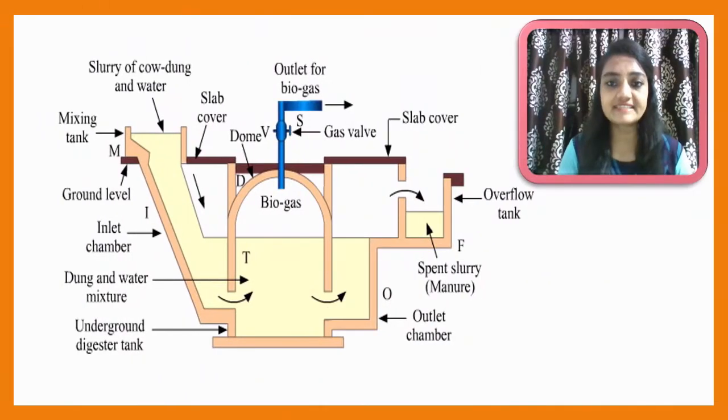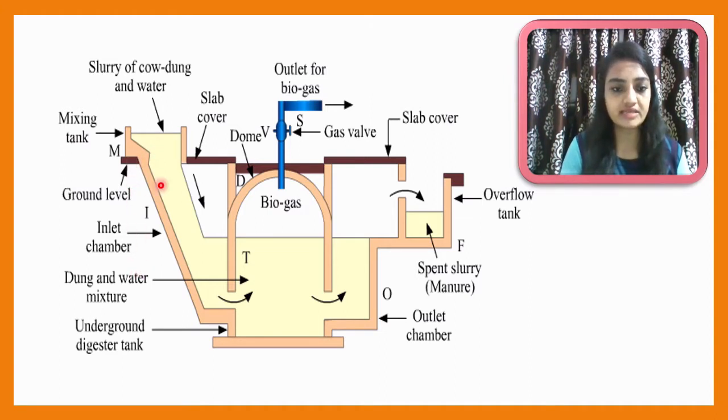Now let me understand more by using this diagram. So here you can see this portion, from where slurry will be added. So here you can see what a slurry is. Slurry is the cow dung and water combined together, and the mixture of cow dung and water together is called slurry. Okay, this is a mixing tank. Here you can see it is underground level.